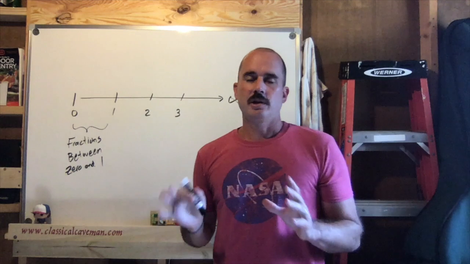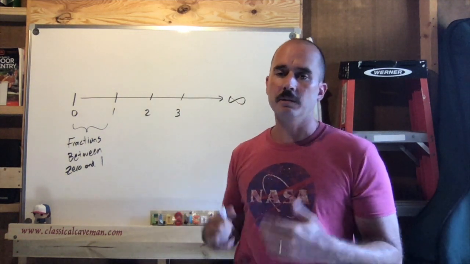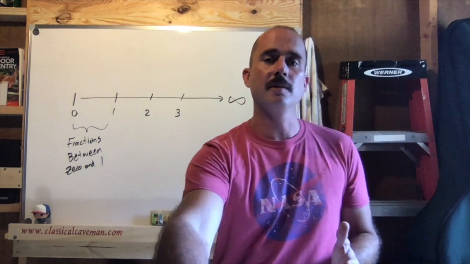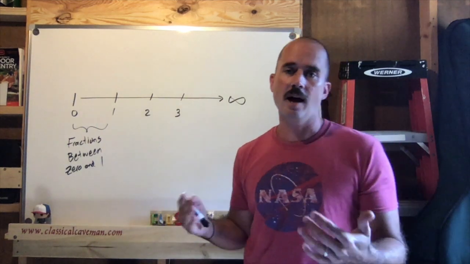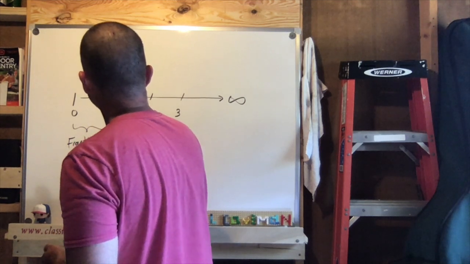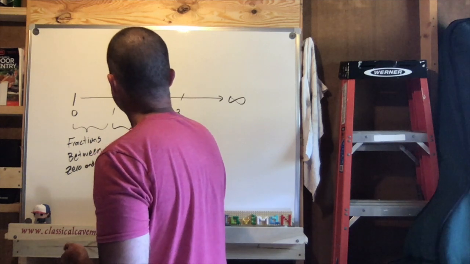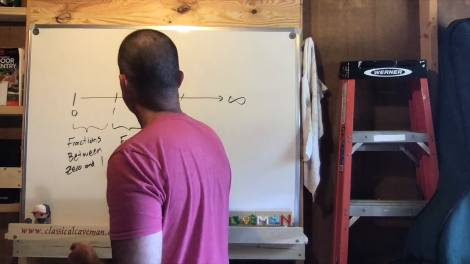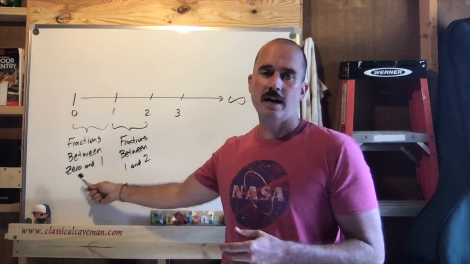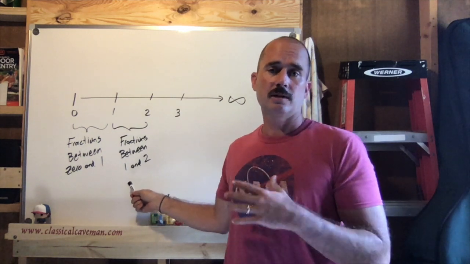What we're going to do is actually compare the fractions between 0 and 1 to the fractions between 1 and 2. And it would seem that over the span of 1 unit on the number line, we would have the same number of fractions between 0 and 1 as we have between 1 and 2. In fact, one way to confirm that the number of fractions between 0 and 1 is equal to the number of fractions between 1 and 2 will be to simply pair them up.